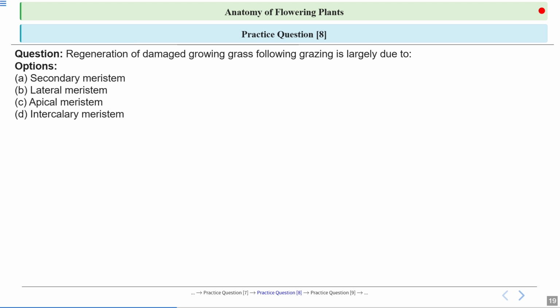Next question is here. Regeneration of a damaged growing grass following grazing is largely due to A. Secondary meristem, B. Lateral meristem, C. Apical meristem, D. Intercalary meristem. Let us see the answer.